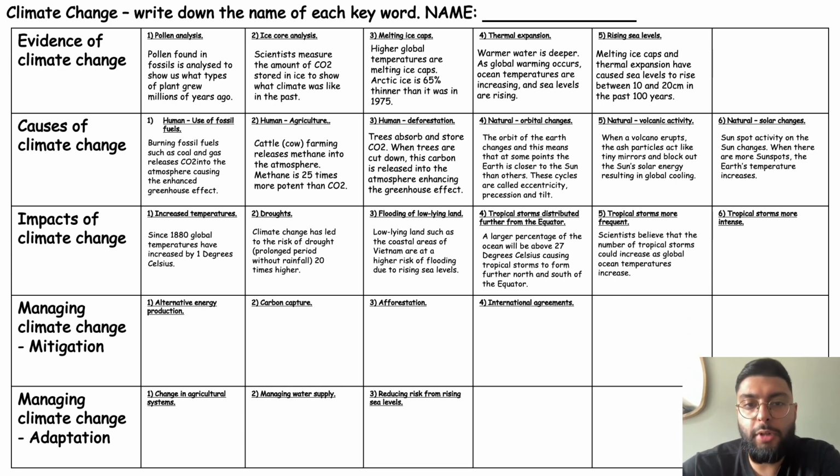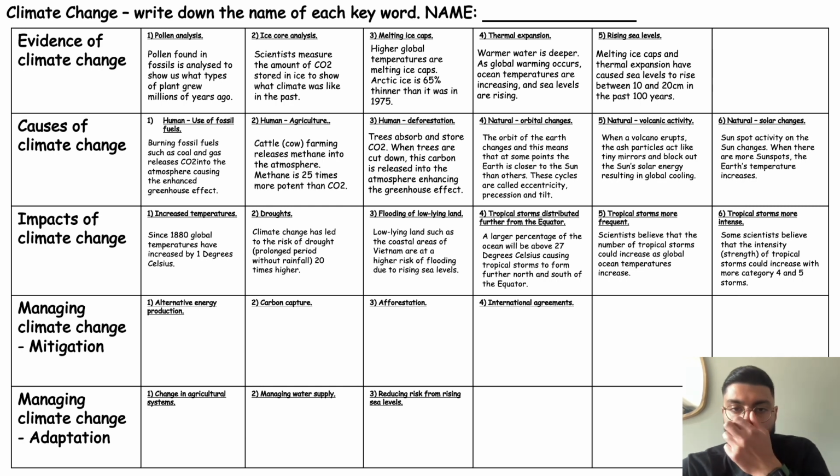Tropical storms are also becoming more frequent, so scientists believe that the number of tropical storms could increase as global ocean temperatures increase. And finally, tropical storms are becoming more intense. A lot of scientists believe that the intensity, magnitude or strength of tropical storms could increase, with more category 4 and 5 storms occurring.